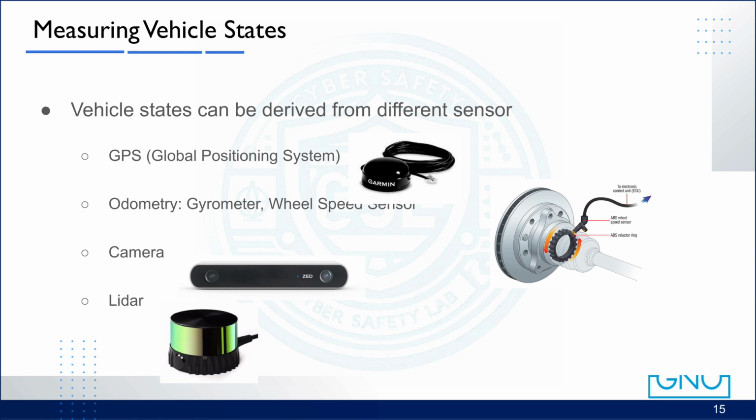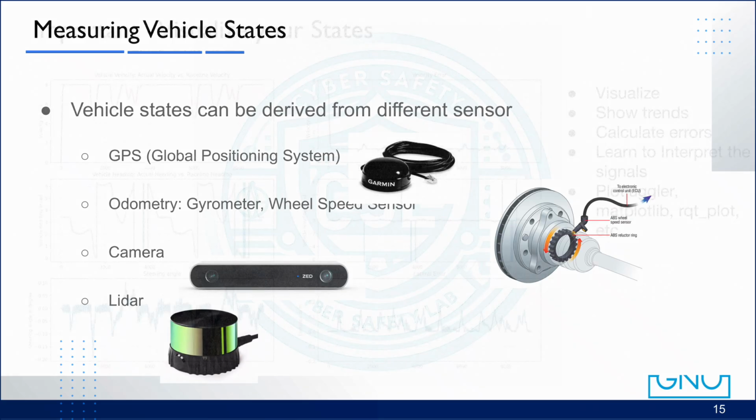So how can we actually measure these vehicle states in practice? We rely on multiple sensors. The most common one is GPS, or Global Positioning System, which gives us the vehicle's absolute position on Earth. Next, we use odometry sensors, such as gyrometers or wheel speed sensors, which provide information about rotation, orientation, and travel distance. We can also use cameras or LiDARs, which observe the environment visually or by laser scanning. Sometimes a single sensor provides partial data, so in practice, we often fuse several sensors to get an accurate vehicle state estimate.